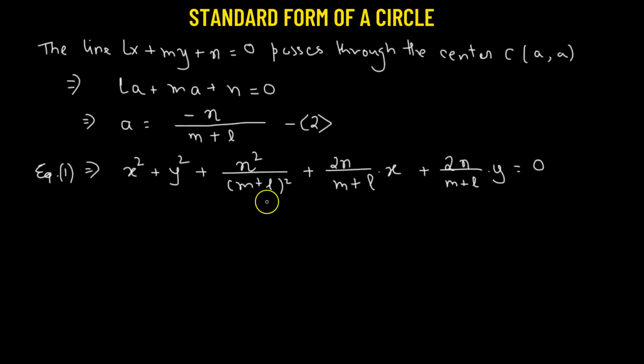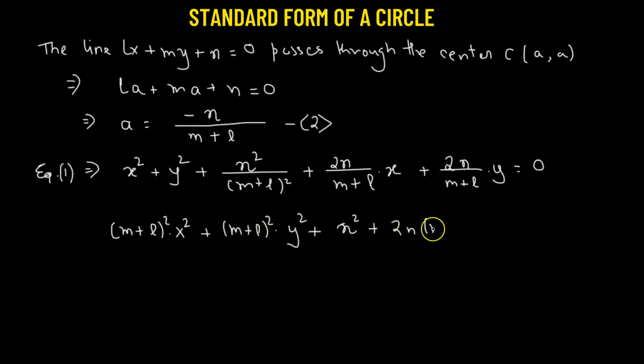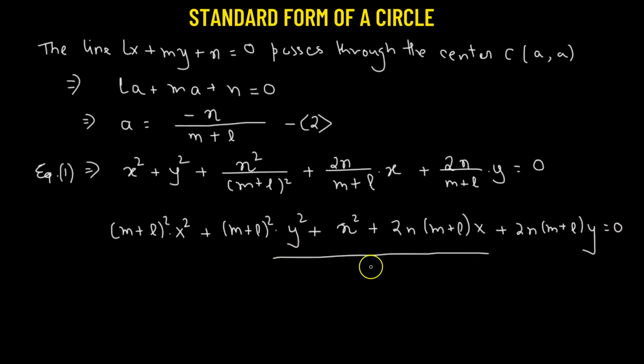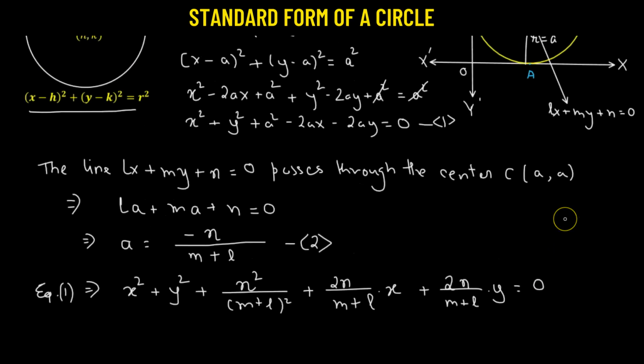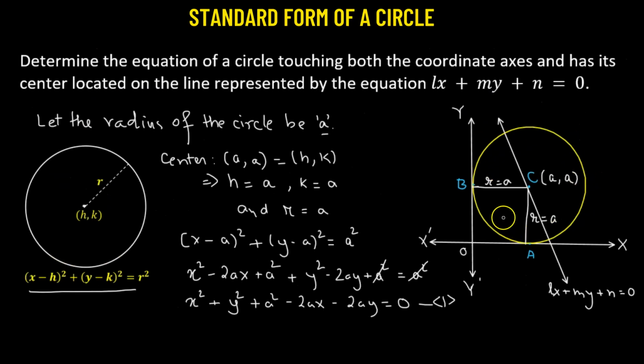We'll multiply throughout by (m + l) whole squared, and this is going to give us (m + l) whole squared times x squared plus (m + l) whole squared times y squared plus n squared plus 2n multiplied by (m + l) times x plus 2n times (m + l) times y equals 0. So this is going to be the equation of the circle in terms of the parameters m, l and n. It's meeting the criteria that the circle touches both the coordinate axes and the center lies on the line lx + my + n = 0.